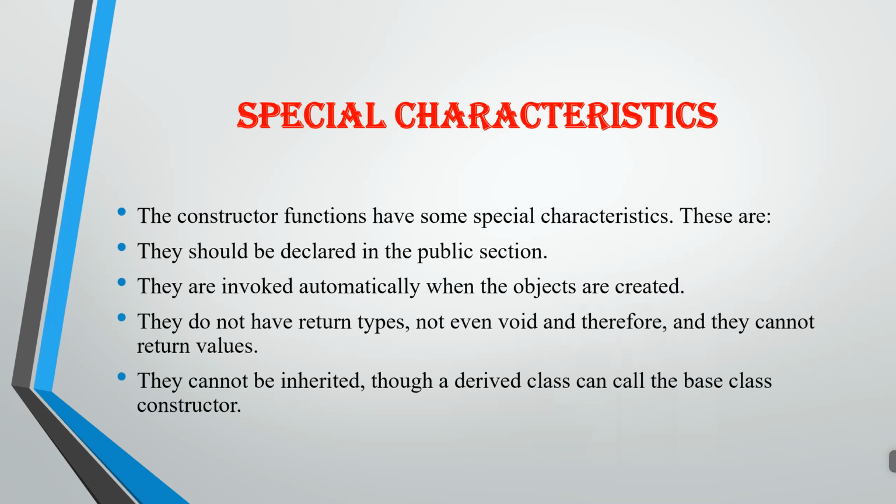First characteristic is, as I already mentioned, all the constructors must be declared in the public section. You cannot declare any constructor in a private section. Second characteristic is, you need not invoke it, as I mentioned, x.get_data. Get data is a member function which you may have to invoke separately. But here, whenever it is a constructor, you need not invoke that constructor. The constructor will be automatically invoked when an object is created.